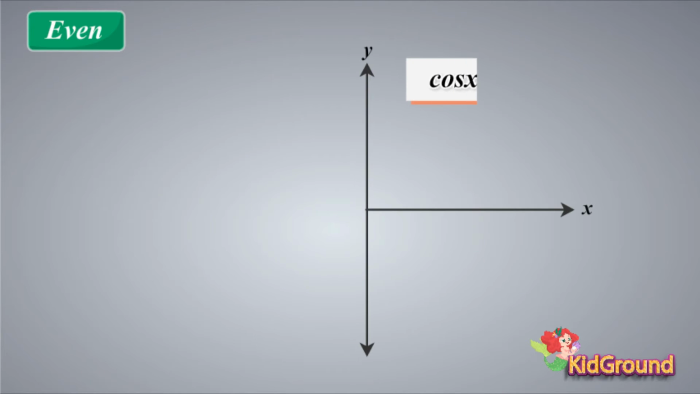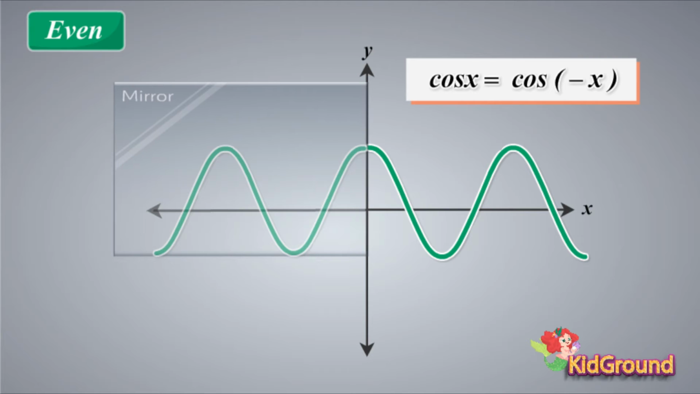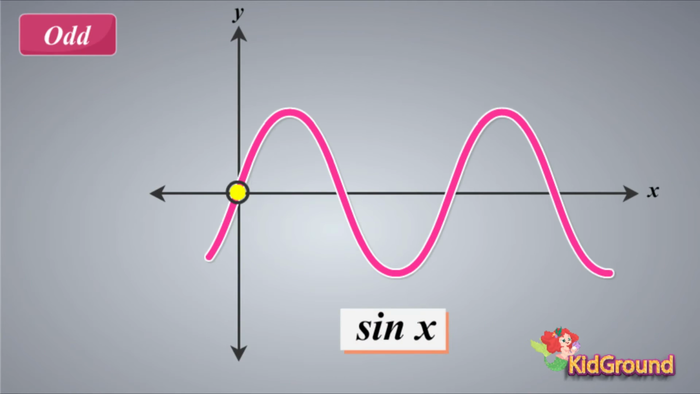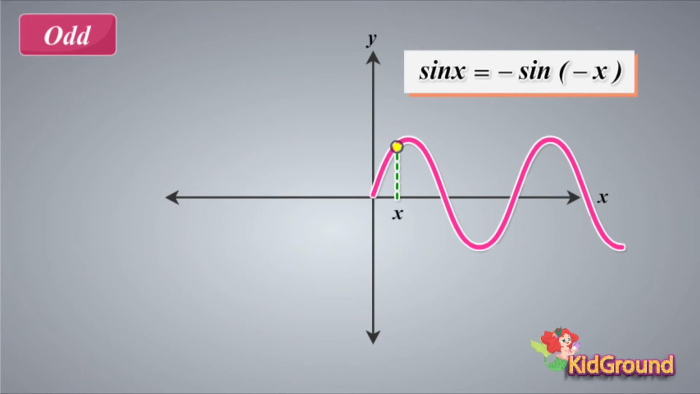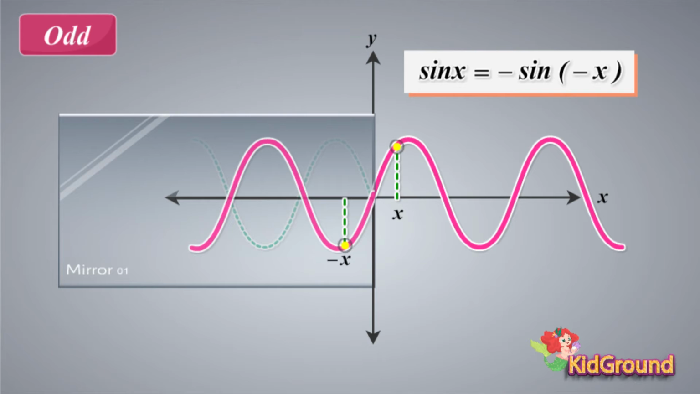We know that cos(x) is equal to cos(-x), so algebraically, cosine is an even function and we can affirm it visually by drawing its graph. Similarly, we all know that sin(x) is equal to -sin(-x), so algebraically, the sine function is an odd function and we can affirm it visually by drawing its graph.